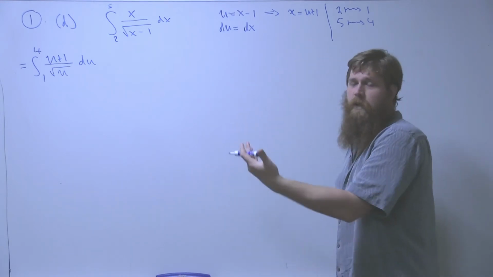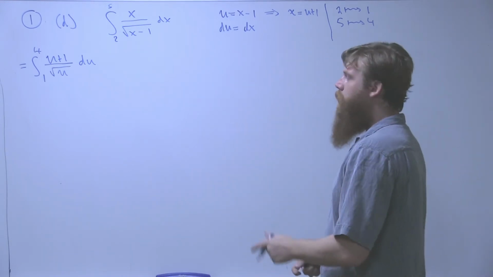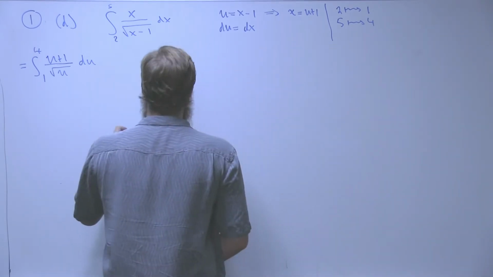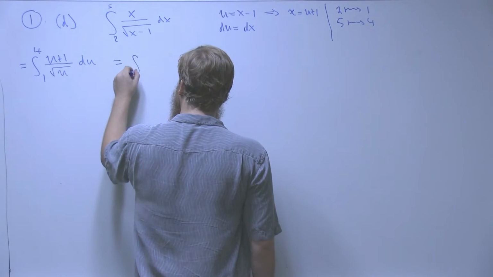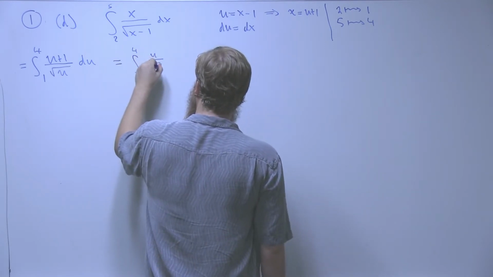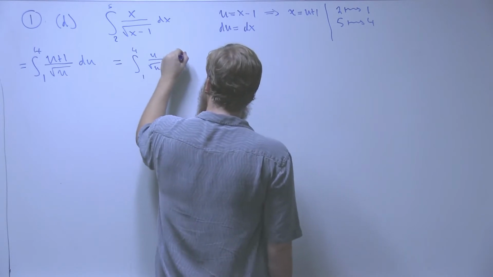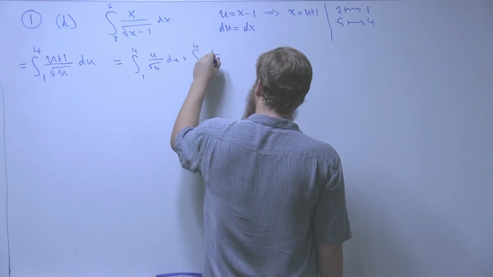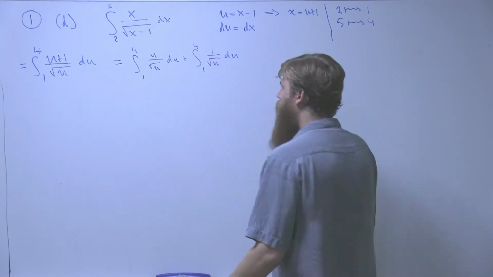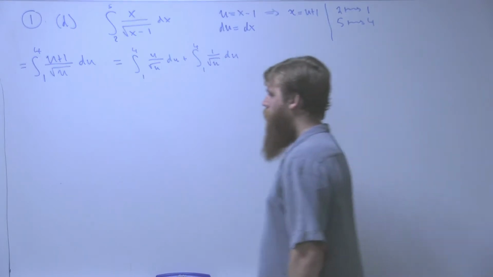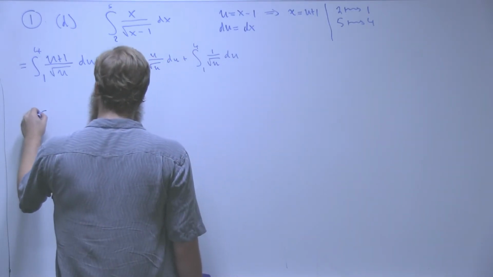You might say, I haven't done anything. This doesn't look any better. But now I can split this ratio up across its numerator. So I have the integral from 1 to 4 of u over the square root of u, du, plus the integral from 1 to 4 of 1 over the square root of u, du. And now hopefully you see that this is the right path. This will do the job. Each of those just becomes a power rule integral.